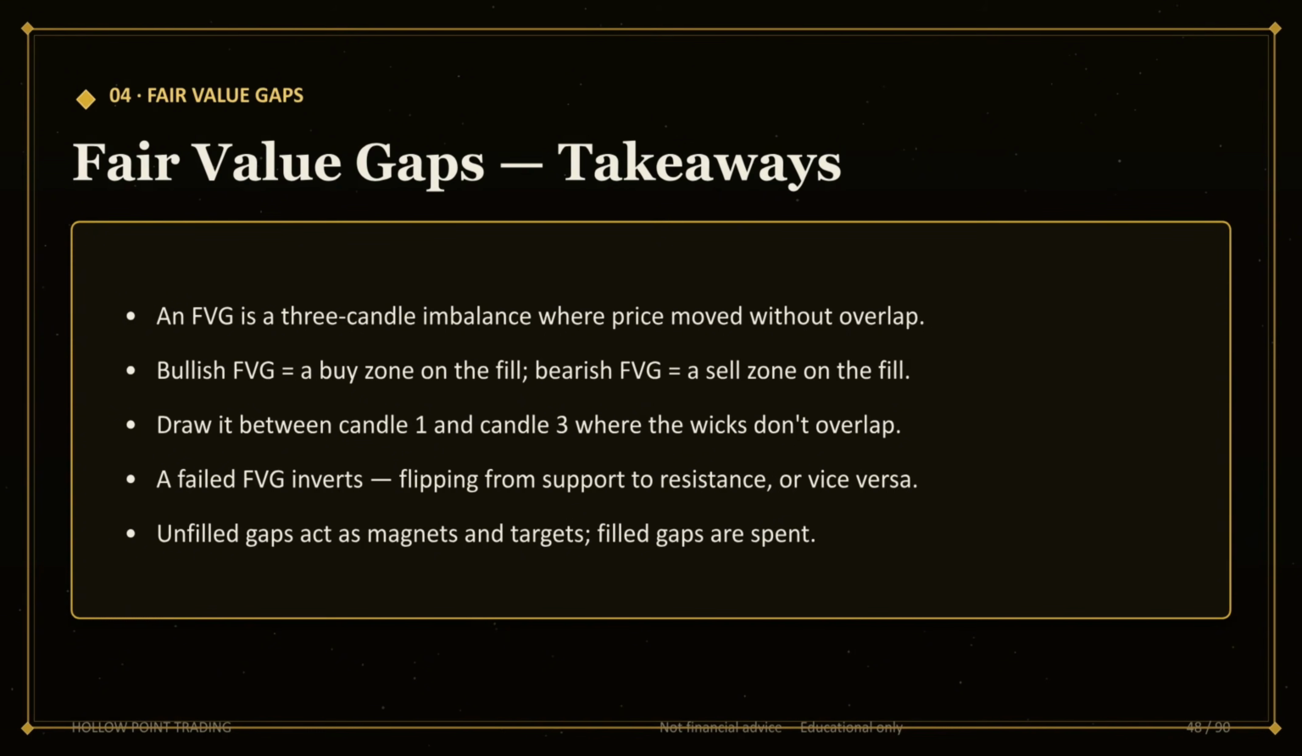To summarize, an FVG is a three-candle imbalance with no overlap. Bullish gaps become buy zones, and bearish ones become sell zones when filled. Remember, failed gaps invert, and always distinguish between unfilled magnetic gaps and spent filled ones.